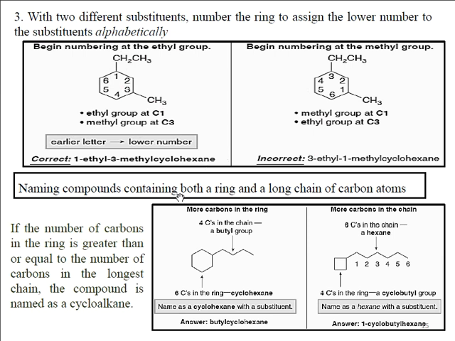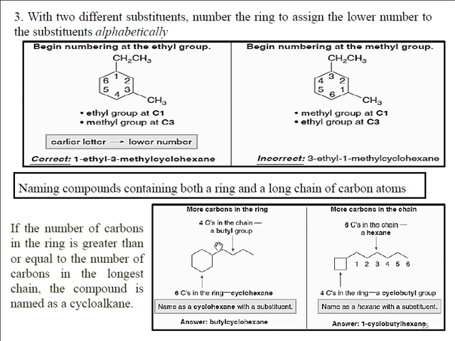Naming compounds containing both a ring and a long chain of carbon atoms. Now, if you have a compound like this, a cycle that also has a long chain, how can we name it? If the number of carbons on the ring is greater than or equal to the number of carbons on the longest chain, the compound is named as a cycle. Here, this cycle has 6 carbons, and this chain has 4 carbons. Of course, the cyclo is the main part, the parent, and this is the substituent.